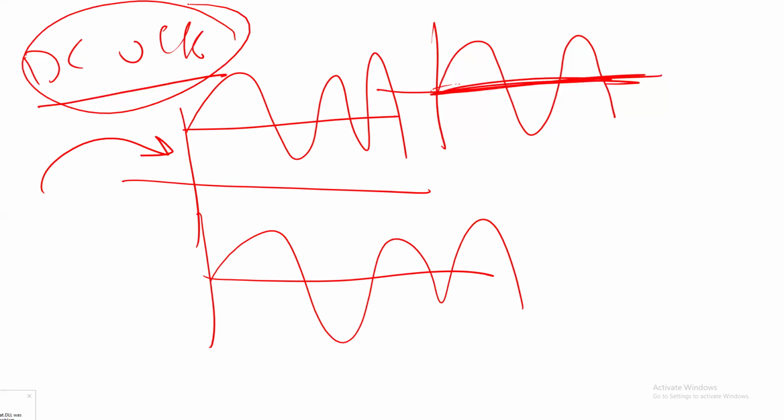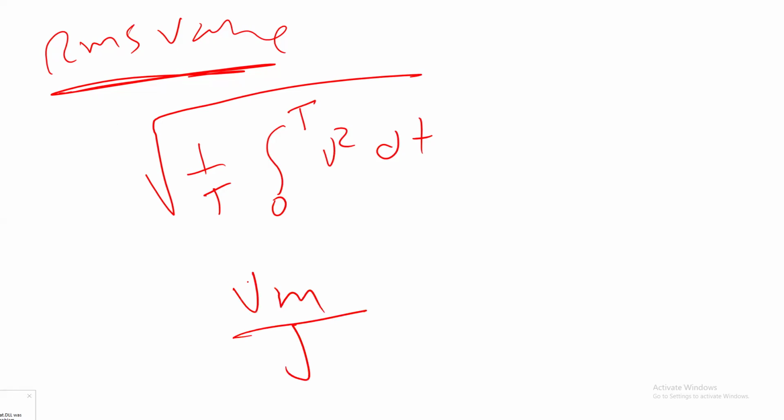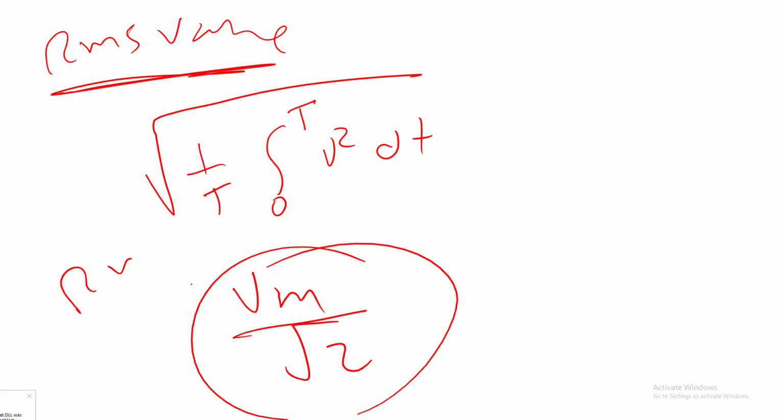The last thing, as I explained, is the RMS value. The RMS value, as I told you, is the square root of 1 over T, integral from 0 to T of v squared dt. In case of sinusoidal, it is V maximum divided by square root of 2. This gives you the RMS value. You will understand why this is important.